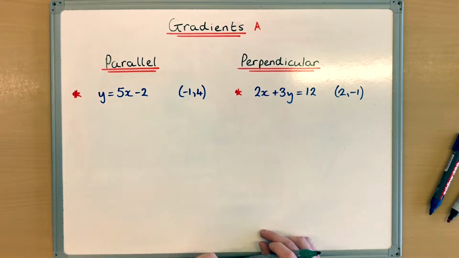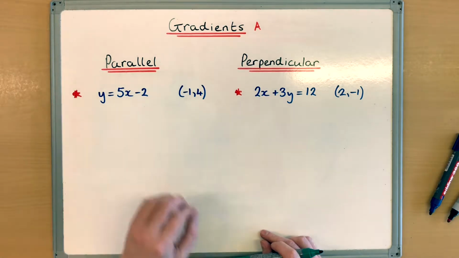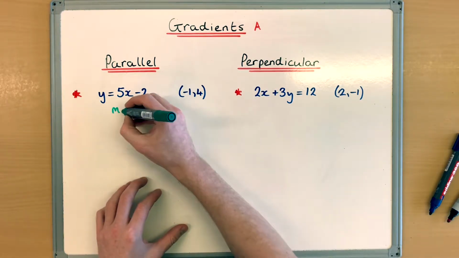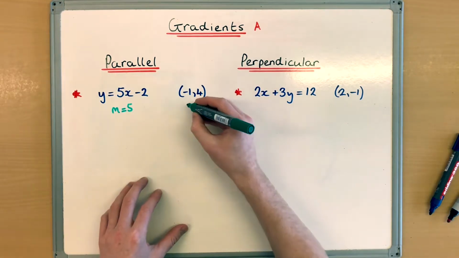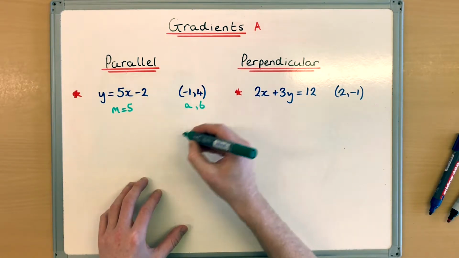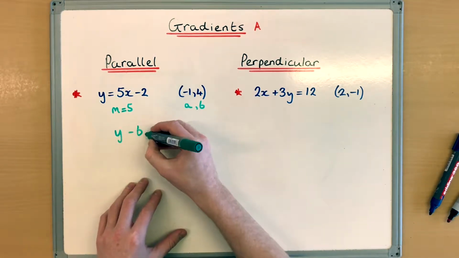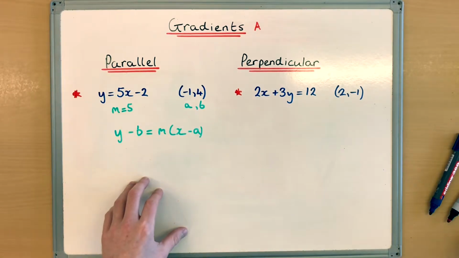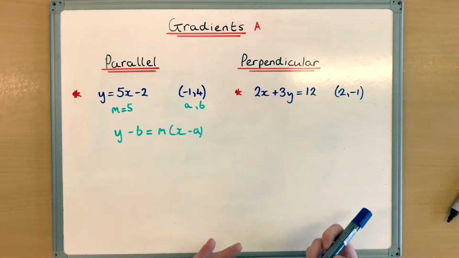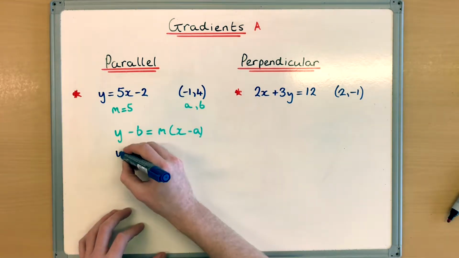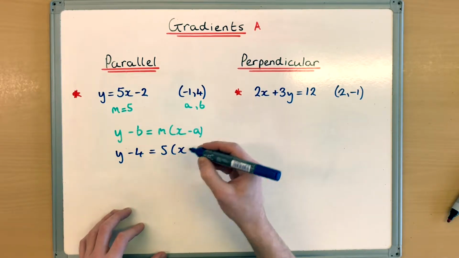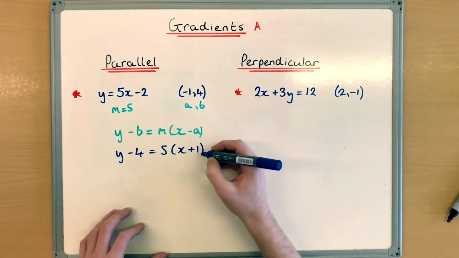So if I ask you to find the equation of a new line, which is parallel to this one, but passes through these points here, well, we're going to have the same gradient. So we're also going to have m equals 5. And we're going to use these points, a and b, and we're going to use the form y minus b equals m(x minus a). And as always in this topic, look out for negatives, double negatives, and so on. So we're going to have y minus 4 equals 5(x minus minus 1), well, that's just plus 1.